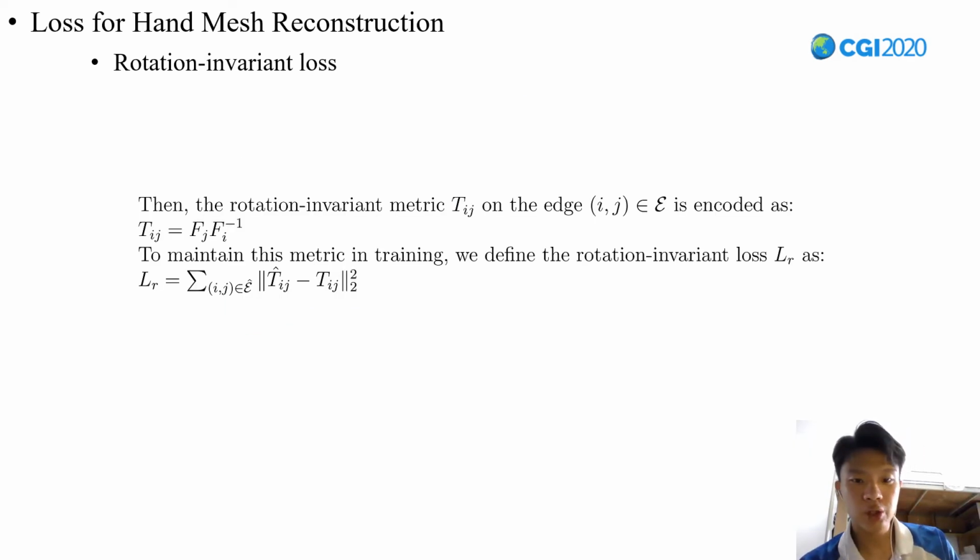And then the rotation invariant matrix T_ij on the edge ij is encoded as shown. To maintain this matrix in training, we define the rotation invariant loss L_R as the summation of the square of the second order norm of the difference between the estimated rotation invariant matrix and the ground truth for each edge.